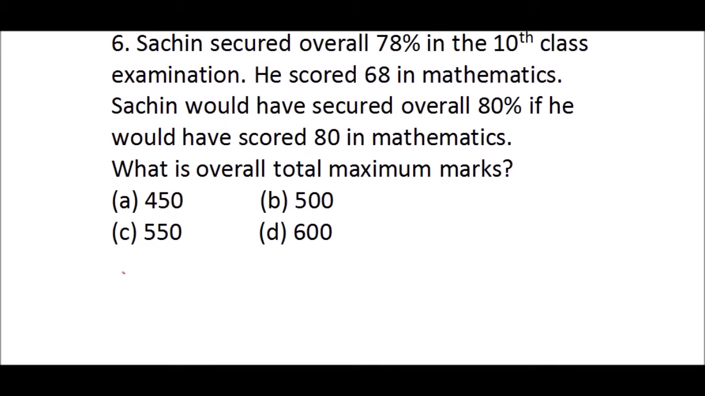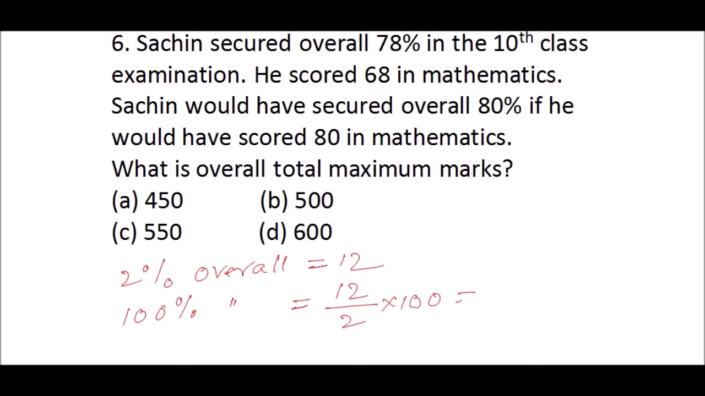Therefore, 2% of overall percentage is equal to 12 marks. Therefore, 100% of overall is equal to 12 divided by 2 multiplied by 100. Therefore, this gives you 600. Therefore, total marks for which the examination was held is 600. Therefore, option D is the correct option.